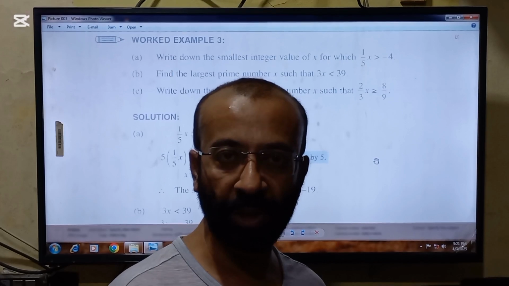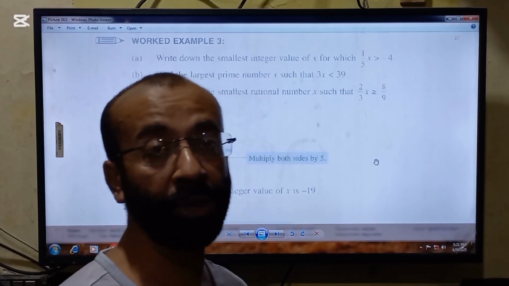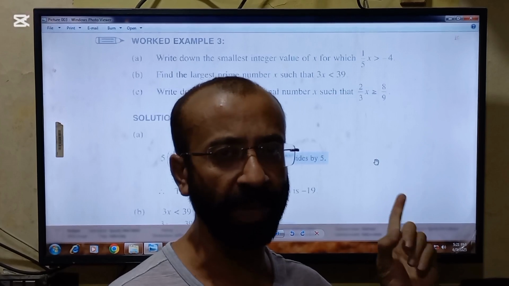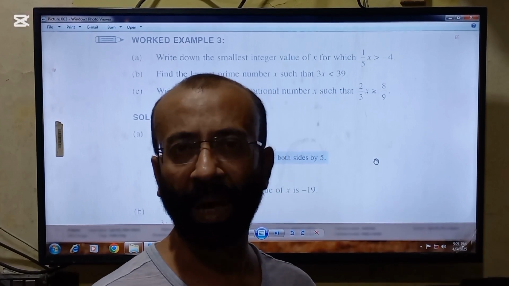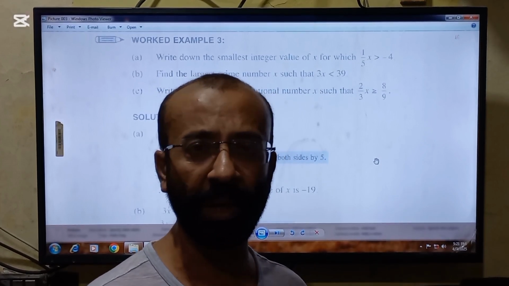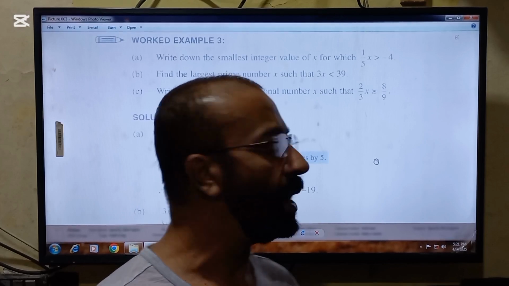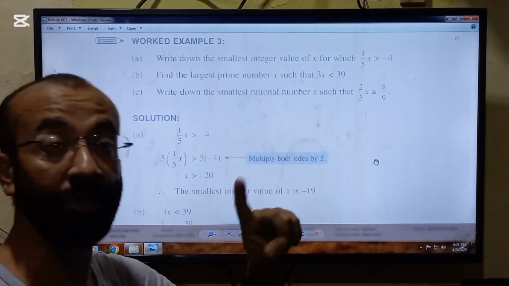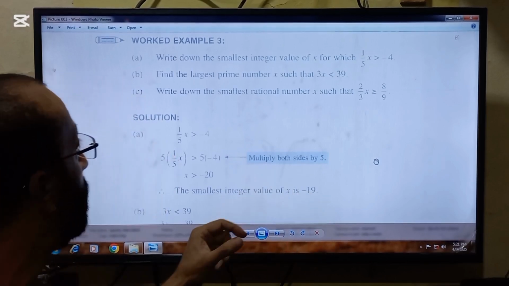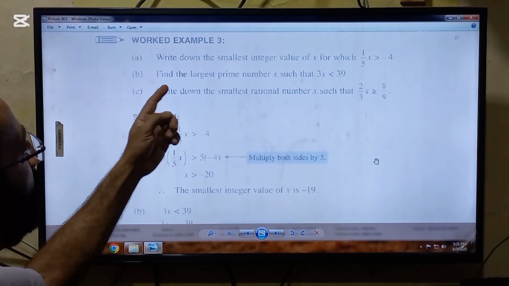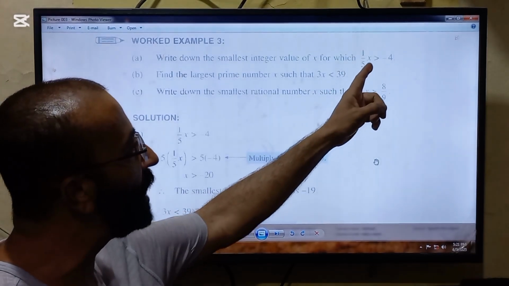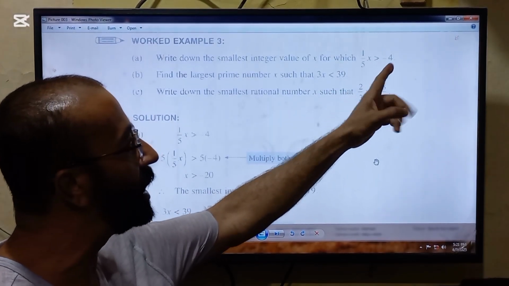Here is another question in the inequalities. Now you should understand and remember the concepts of the previous topics, that are prime numbers, even numbers, odd numbers, for example, rational numbers, integers. So you should remember those concepts, because in A part, write down the smallest integer value of x for which 1 by 5x is greater than -4.